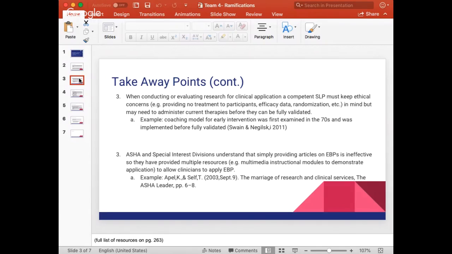And for the next takeaway point, the authors mentioned that ASHA and the special interest divisions understand that providing articles on evidence-based practice is not enough for working SLPs. So they've also provided multiple resources. The article talked about multimedia instructional modules to demonstrate specific application of evidence-based practices. And I pulled an example from the article of a post in the ASHA Leader about the marriage of research and clinical services. So this point really draws on the point that ASHA is trying to provide working SLPs with more than just research articles. They're trying to provide us with resources for how to implement evidence-based practices.